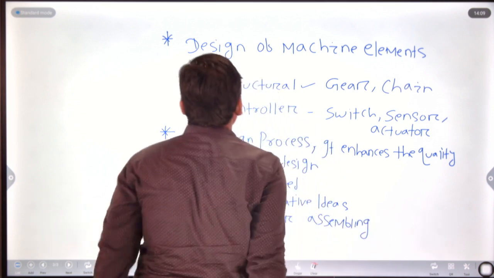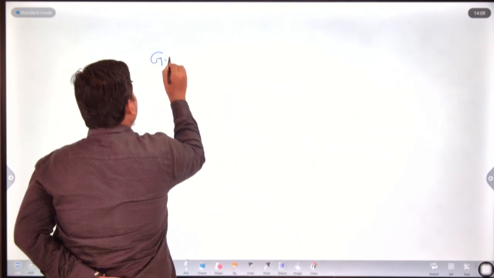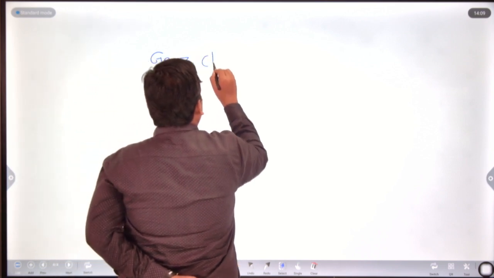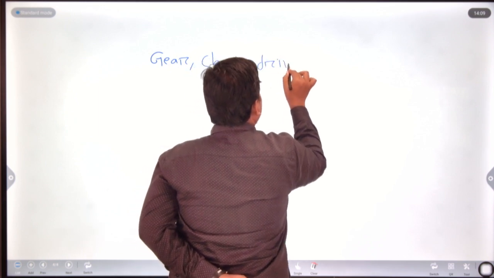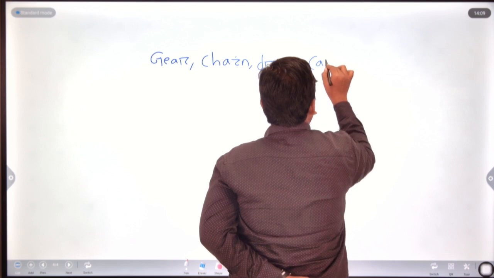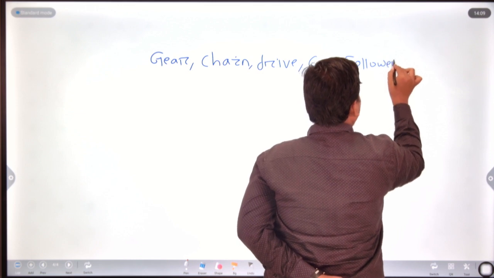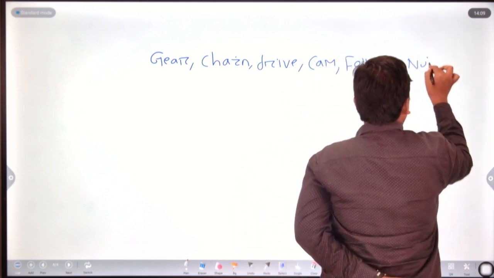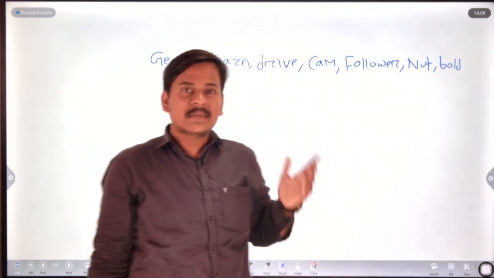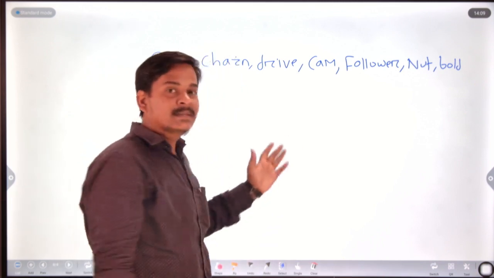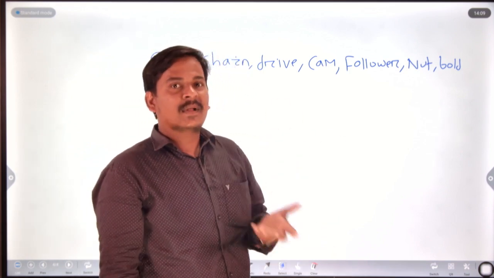Then comes what are the design of machine elements. It may be gear, chain, drives, cam, follower, nut, bolt, etc. Many more. Everywhere we use the machine design process. There is proper execution. Otherwise, we cannot draw a machine design element.